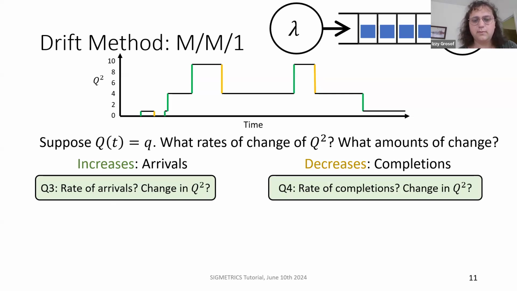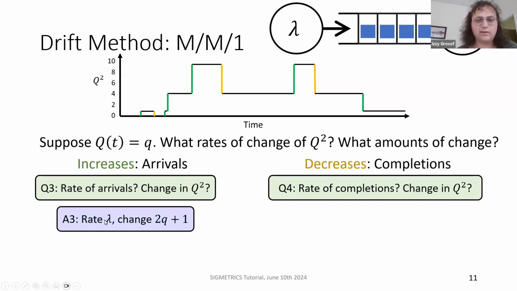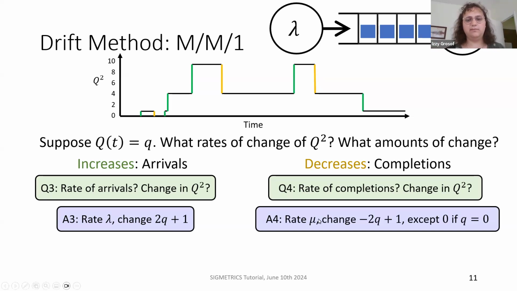The rate of arrivals happening is just lambda. That's an M/M/1 for you. And the amount that Q squared changes is by 2q plus 1, because it goes from q squared to (q plus 1) squared, which is an increase of 2q plus 1. So that's the rate and that's the amount of change. For completions, it's something very similar with a little added complexity. At a rate of mu, the change is down by 2q minus 1, so it goes from q squared to (q minus 1) squared, except that if the Q length is already 0, then mu can't change it. So pretty simple, pretty straightforward.